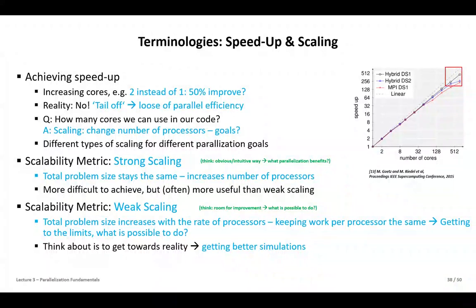Hence, we have these two metrics, strong scaling and weak scaling. And now I really want to have your attention, because this is a common question and answer session with my students all the time. The difference still seems to be an issue for many to understand, and I understand that it's maybe going into the details of HPC. But the scalability metric, maybe starting with strong scaling, is the really intuitive way. You would say, what parallelization benefits do I have, right?